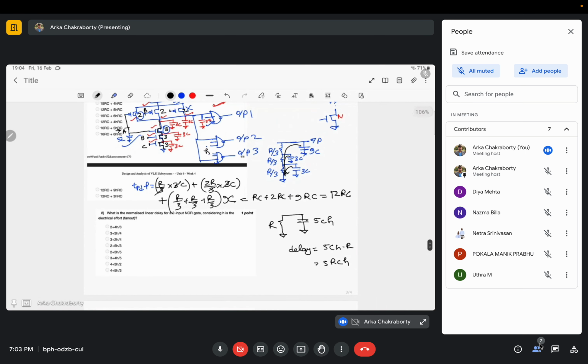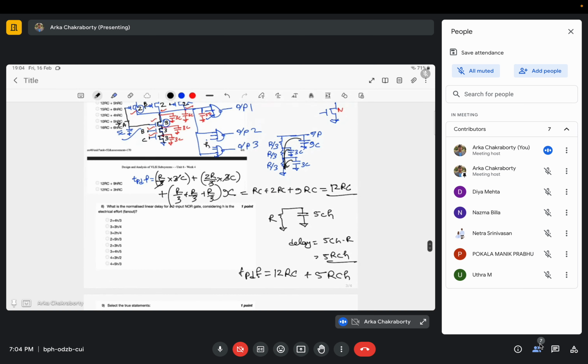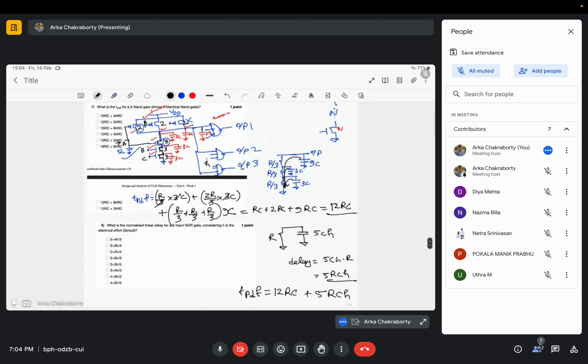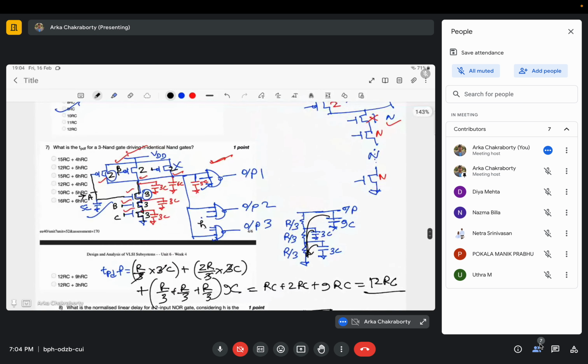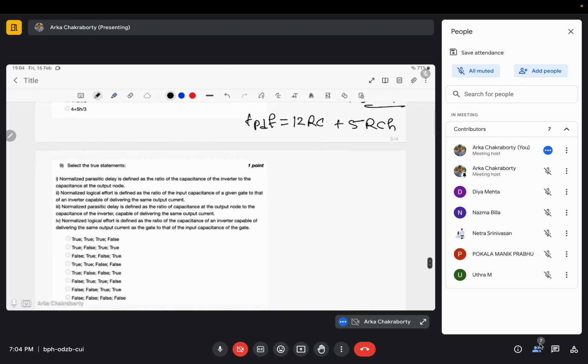So my net propagation delay, T propagation delay falling, would become this one plus this one, 12RC plus 5RCH, correct? Where is the option? This one, 12RC plus 5RCH. Clear? I hope it's clear.